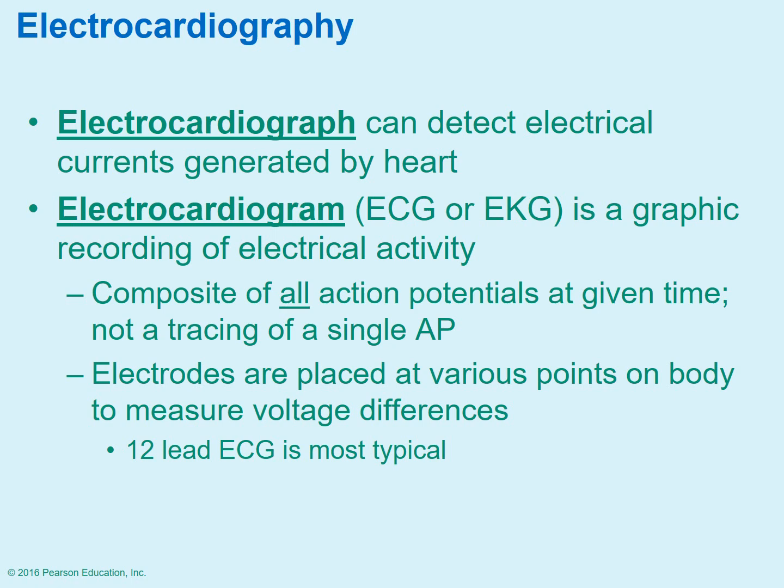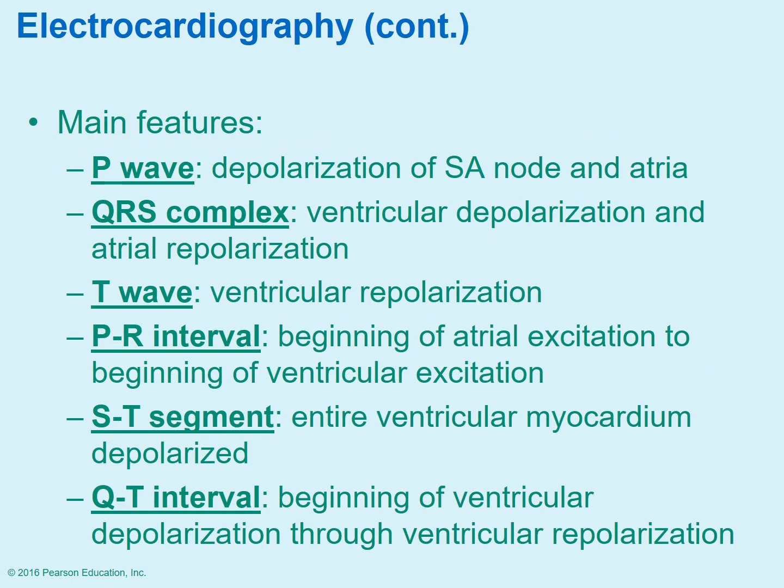An electrocardiograph can measure the electrical currents that the heart generates. The electrocardiogram, referred to as the ECG or EKG, is the graph that's recording that. And you get typically a printout of that electrical activity so that you can actually look at the pattern, look at the amounts, and take various measurements from it. It's not going to be a tracing of a single action potential, but a combination of all of them. To do an EKG, you're going to place electrodes on various points on the body. There's usually 12 that they will place, and so they can monitor the different voltage differences.